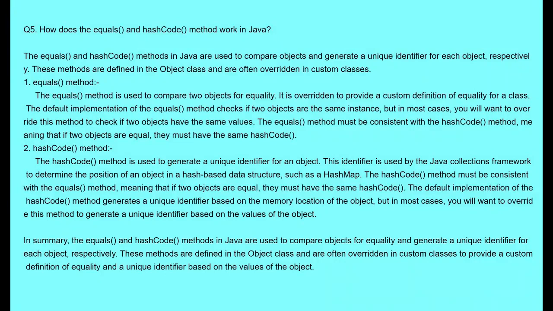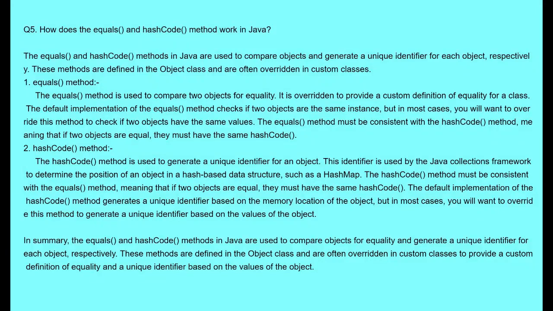The default implementation of the equals method checks if two objects are the same instance, but in most cases, you will want to override this method to check if two objects have the same values. The equals method must be consistent with the hashCode method, meaning that if two objects are equal, they must have the same hashCode.